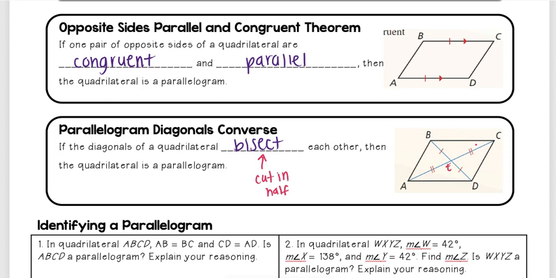Okay, those are all the new theorems, and that is it for this video. You can go ahead and move on to the next one.